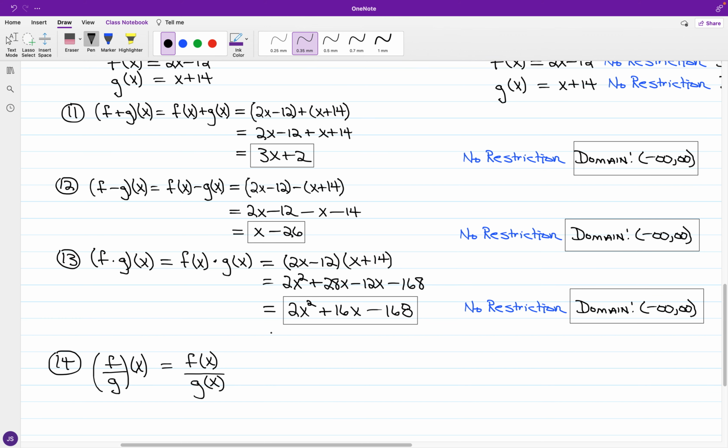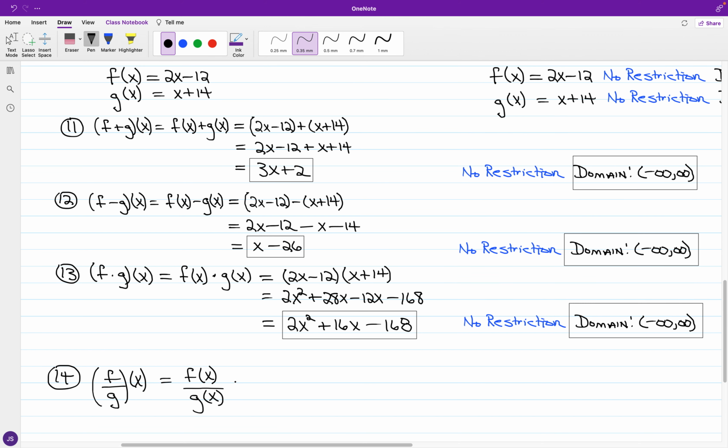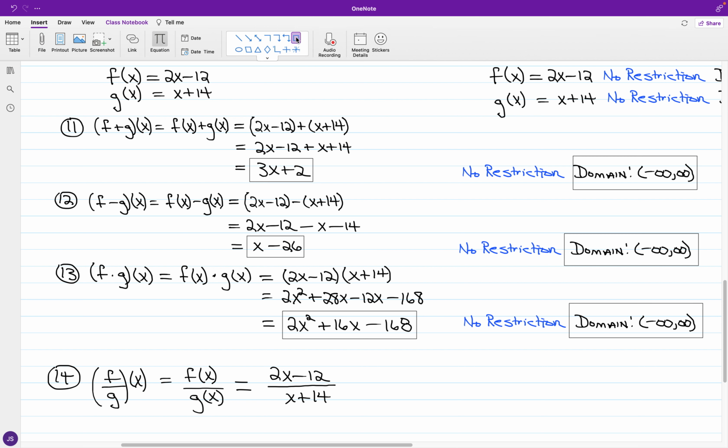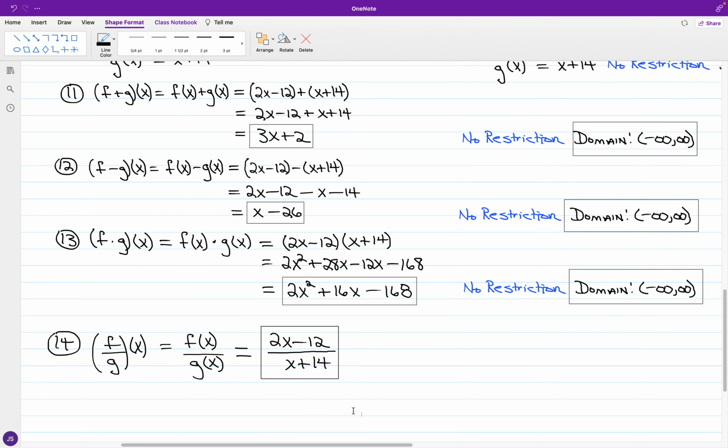Okay, and again, just putting in, f of x we have as 2x minus 12, and for g of x, I have x plus 14. Between the numerator and denominator, the greatest common factor is only 1, so there's nothing special to factor out that will be common to both the numerator and denominator. So just a substitution in this case leads to our simplified expression.